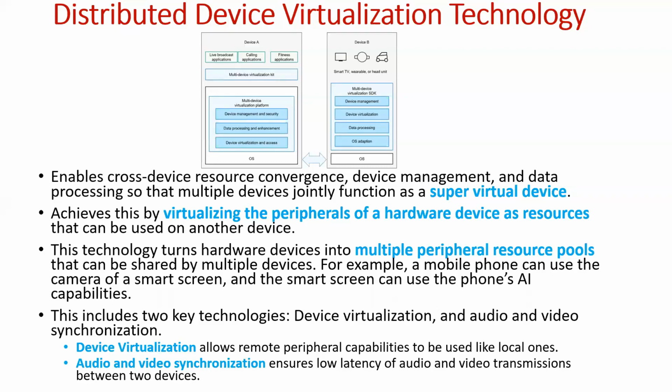So it has two key parts: device virtualization as well as audio video synchronization. Device virtualization allows accessing and leveraging the peripheral capabilities of different hardware, and it gives the feeling that the device is not distributed but a locally available device. And audio video synchronization ensures that there is no lag, delay or jitter with respect to audio and video transmission among the devices.